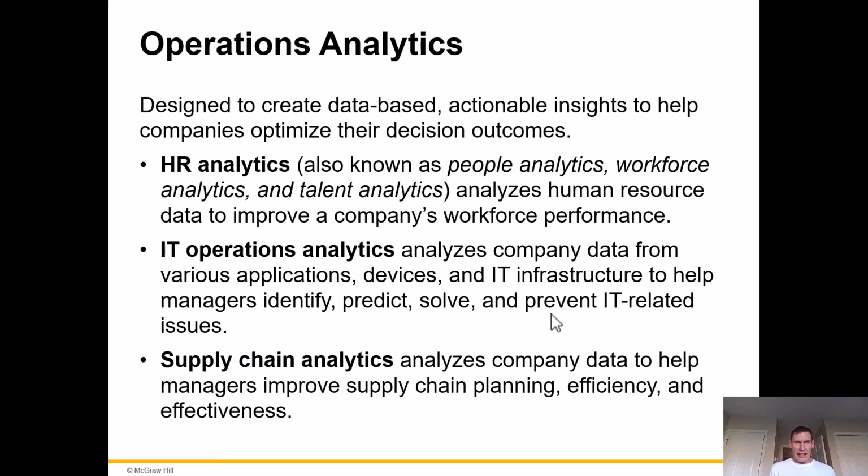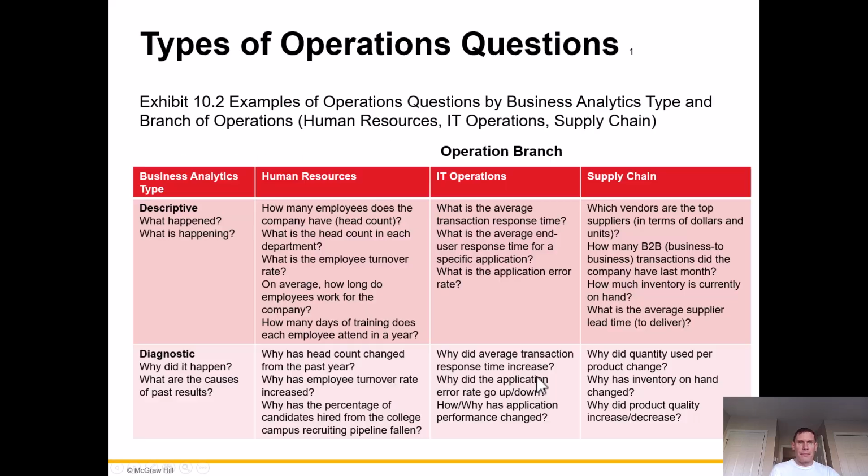So operations analytics is designed to create data-based, actionable insights to help companies optimize their decision outcomes. So HR analytics, often called people analytics, workforce analytics, and also talent analytics, analyzes human resource data to improve a company's workforce performance. IT operations analytics analyzes company data from various applications, devices, and IT infrastructure to help managers identify, predict, solve, and prevent IT related issues. And supply chain analytics analyzes company data to help managers improve supply chain planning, efficiency, and effectiveness.